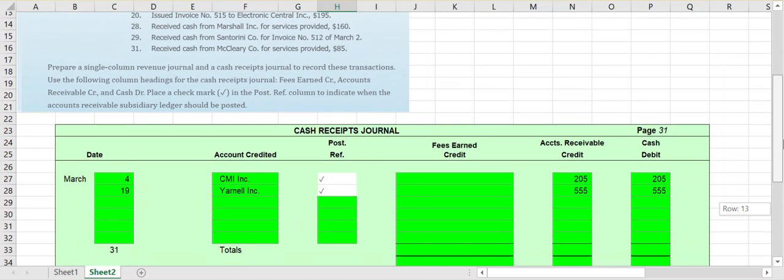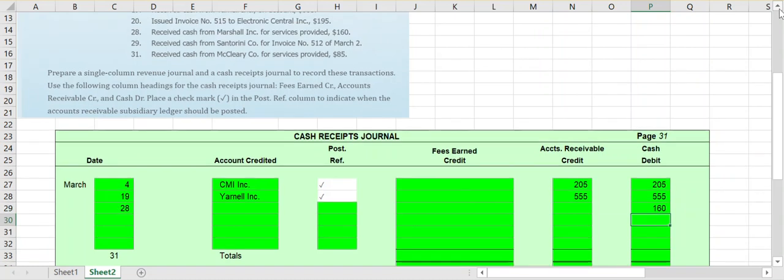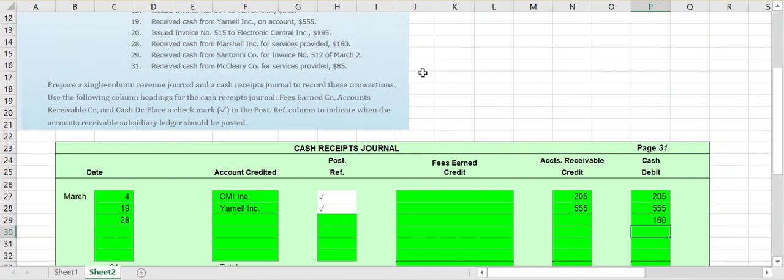On the 28th, it says we received cash from Marshall Inc. for services provided of $160. So on the 28th, we're receiving cash. So we know our cash has to go up. It's the only column that we have a debit for. But why are we receiving cash? It does not say that we're receiving cash on account like it did on the 19th. It says we're receiving cash for services provided, which means that on the 28th of March, we provided services to Marshall Inc. and they paid us on that date the $160.